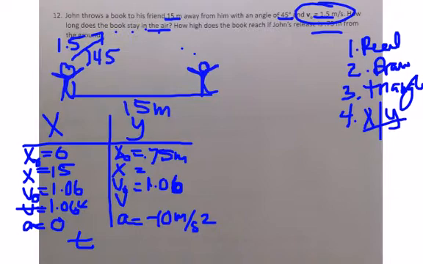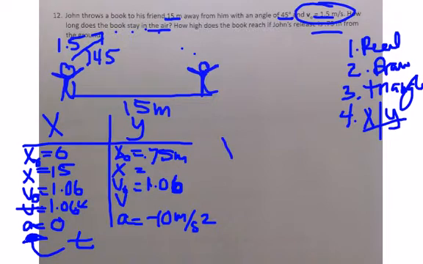So the first question is, how long is the book in the air? So hopefully you can look at this and think, well, which one do I know the most about? That's the one I'm going to use. And we're going to almost always use the first equation. And in this case, x is the one we know the most about, so we can go ahead and use the x.